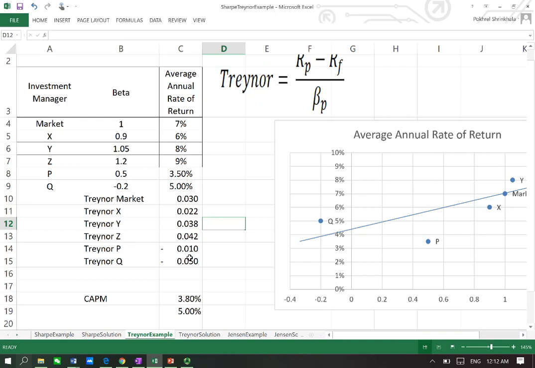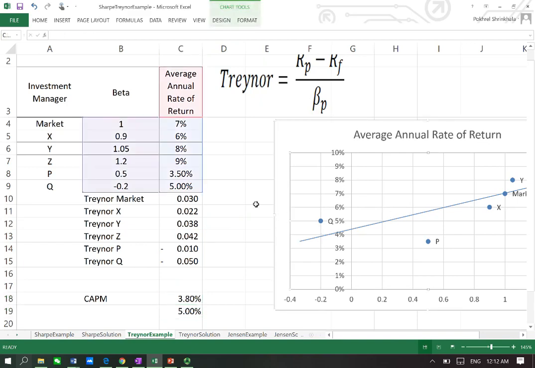Okay, you need to see whether the negative Treynor is a consequence of excess negative return or the negative beta. And if it is negative beta, then something like this is what you can do to actually evaluate the performance based on Treynor ratio.